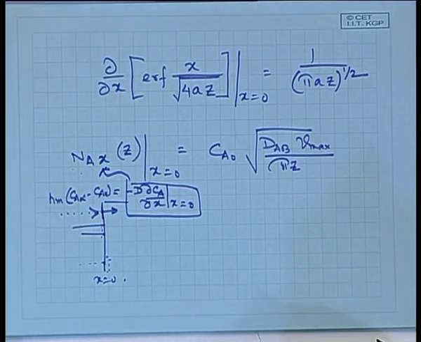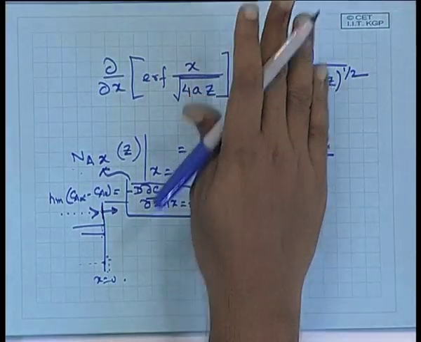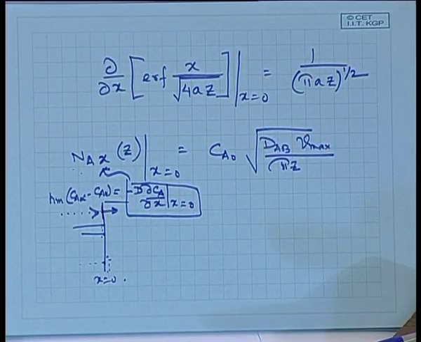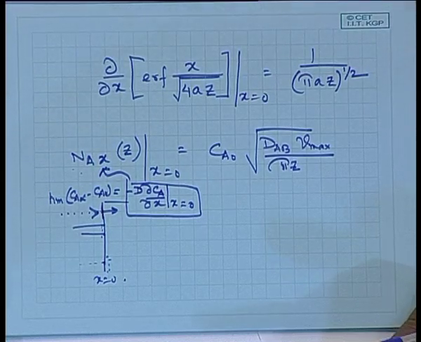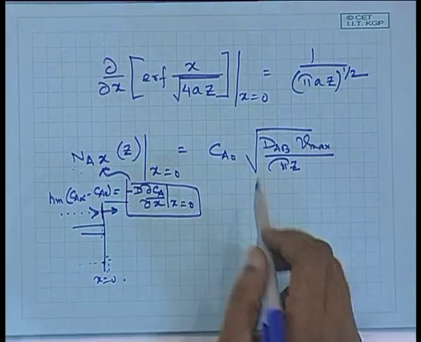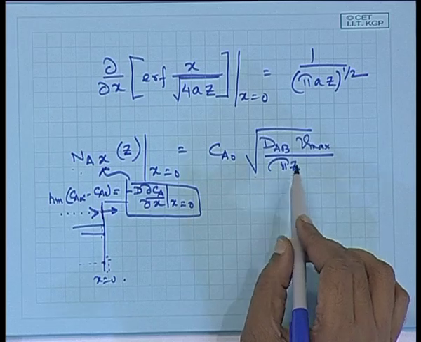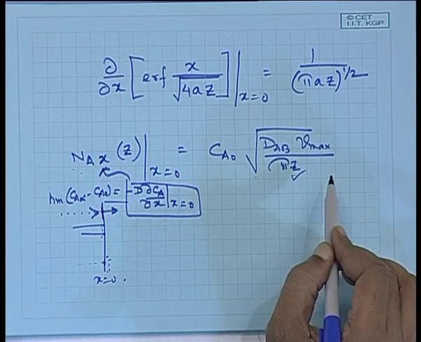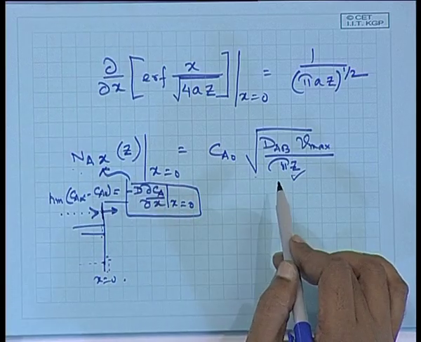Now, as we have seen, with increase in Z, the value of N A, would it increase or decrease? Do not look at the expression, think physically and tell me. As Z increases, as I move towards the lower portion of the film, should my flux increase or decrease? Should decrease, and you see that is supported by the expression that Z is in the denominator. So, this is mathematically why NAX should decrease with Z, but fundamentally it should be very clear to you why NAX decreases with increase in Z.